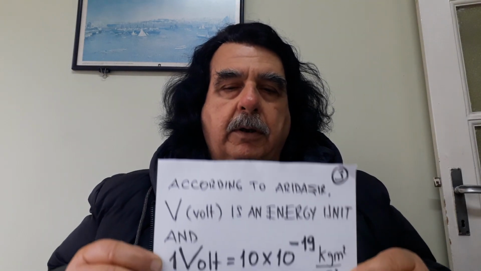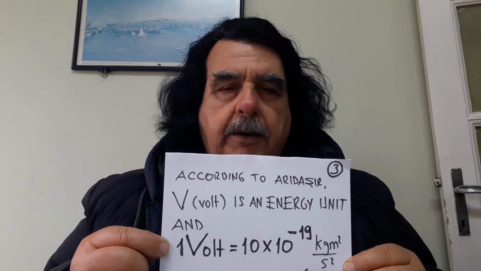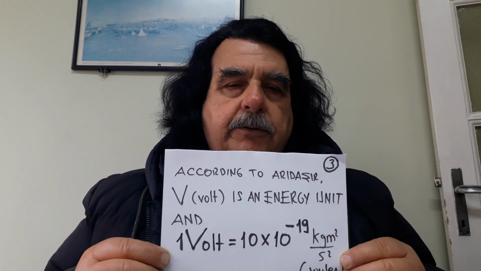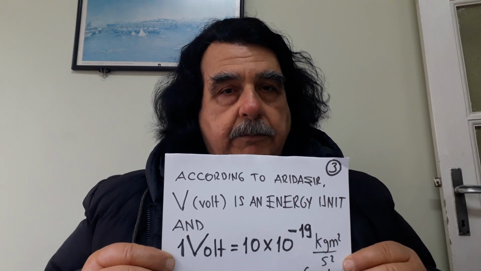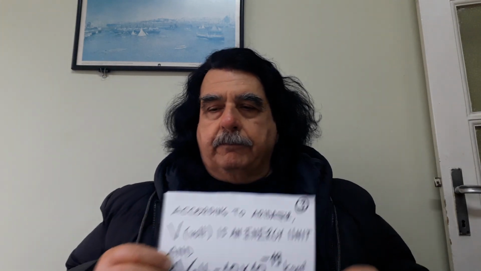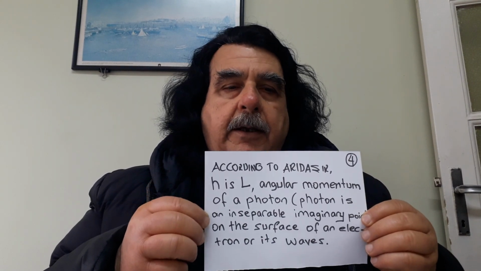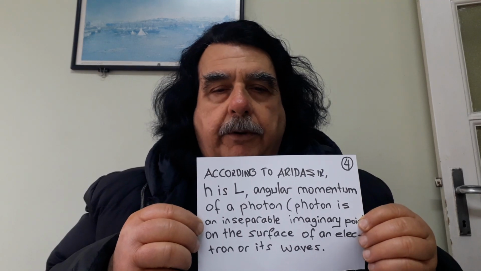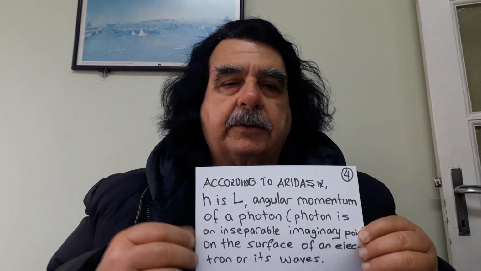According to me, volt is an energy unit, and 1 volt equals 10 to the minus 19 kilometer square per second square, or joule. According to me again, Planck's constant h is L, the angular momentum of a photon, an inseparable imaginary point on the surface of an electron or its waves.